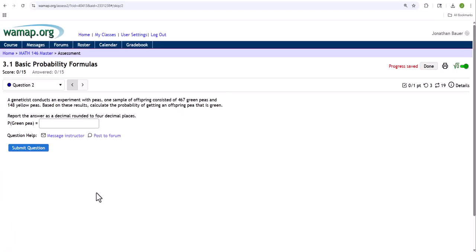Let's look at some questions here. A geneticist conducts an experiment with peas. One sample of offspring consists of 467 green peas and 148 yellow peas. Based on the results, calculate the probability of getting an offspring pea that is green. So I'm going to just take a snip of this.